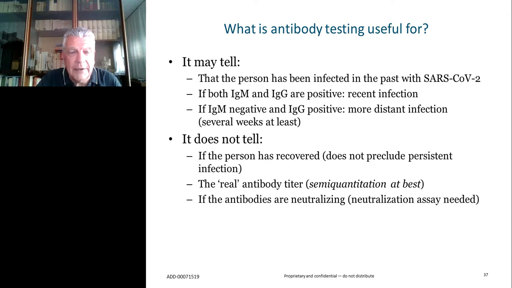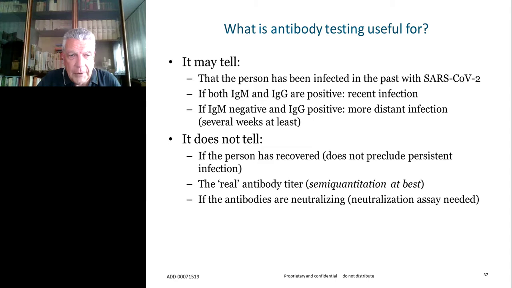Well, it may tell you something. It may tell you that a person has been infected in the past. We don't know how much in the past until we test separately for IgG and IgM. If both are positive, well, the infection is very recent. If the IgM is negative and IgG is positive, it is a more distant infection, at least several weeks. You have seen the graph with the IgM reactivity that appears to be not present anymore after a couple of months.